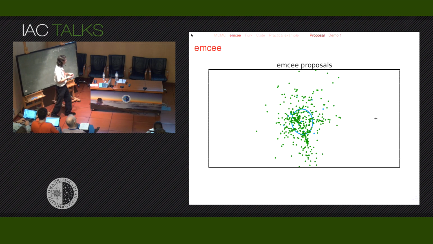So here I've drawn a whole bunch of these, a sampling, an example of all the different places you could end up by doing this proposal. You can see that it's centered on where they all are, and it's automatically the same size as the current distribution, but it has a little bit of spread.